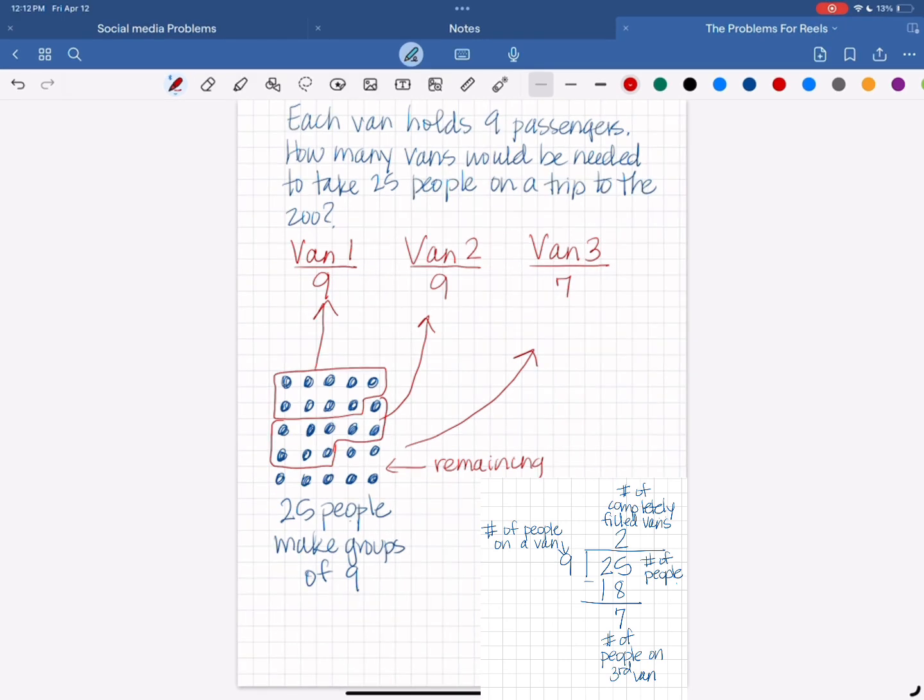And so when they are putting this into that standard algorithm, then they understand what it means. This is a foundation that they need to have.